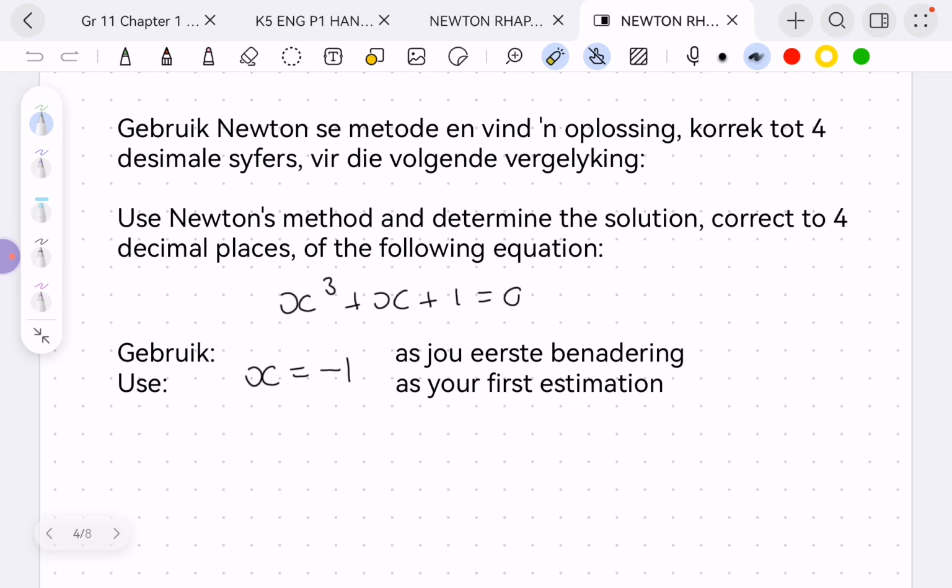Let's look at this example. They say use Newton's method to determine the solution, correct to 4 decimal places, and they give you the function. And they also tell you use x equal to -1 as your first estimation.